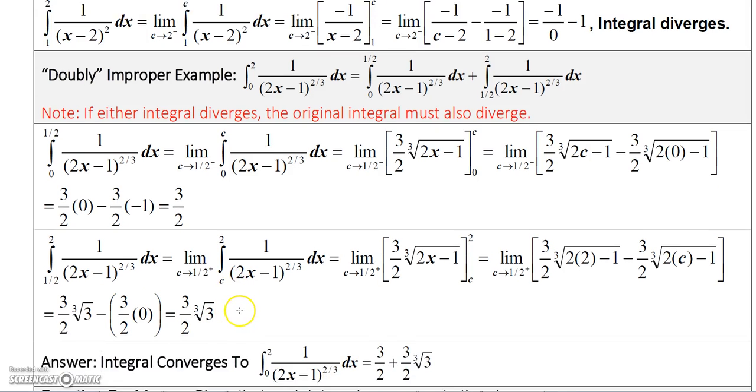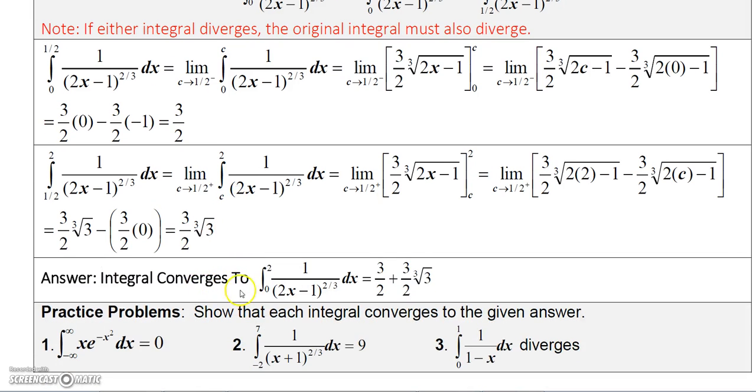And then we have to add those two together. So this integral converges to the sum of those two values.